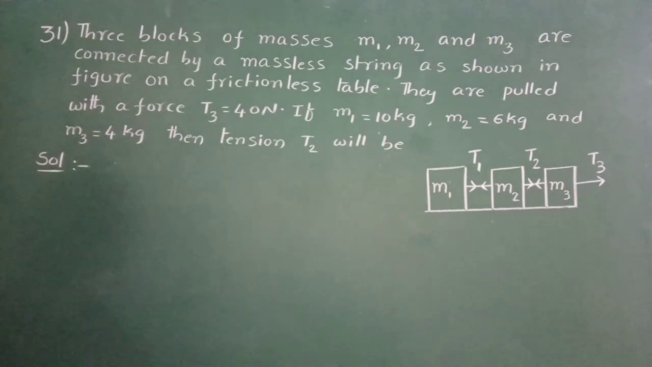Next problem, 31. Three blocks of masses M1, M2 and M3 are connected by a massless string as shown in the figure on a frictionless table. They are pulled with a force T3 equal to 40 Newton. If M1 is equal to 10 kg, M2 is equal to 6 kg and M3 is equal to 4 kg, then tension T2 will be.